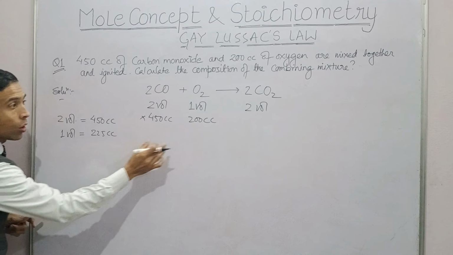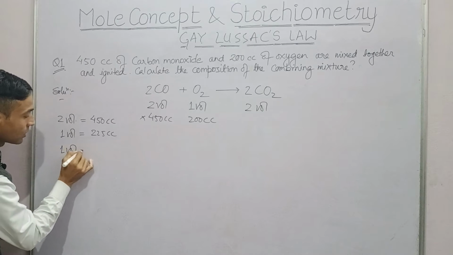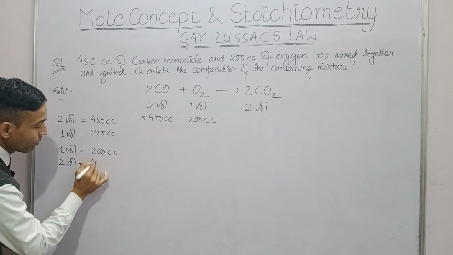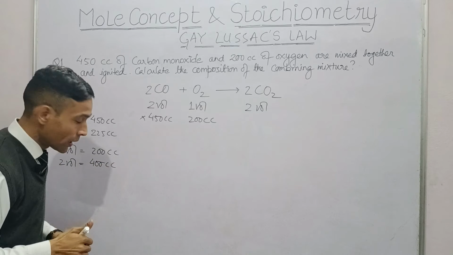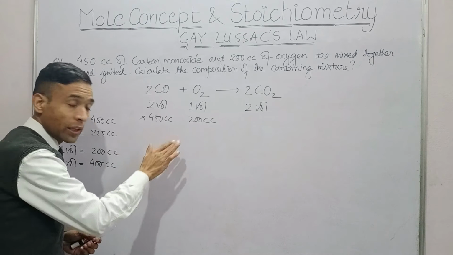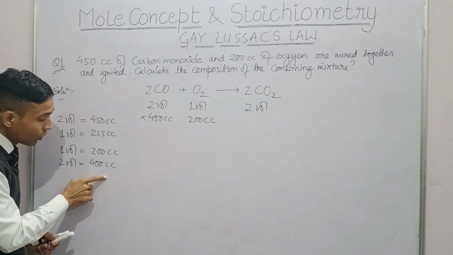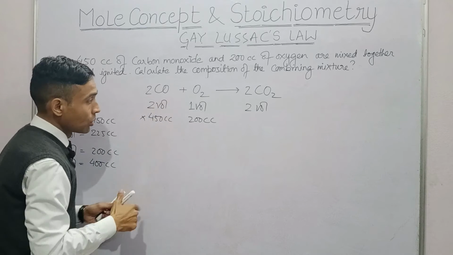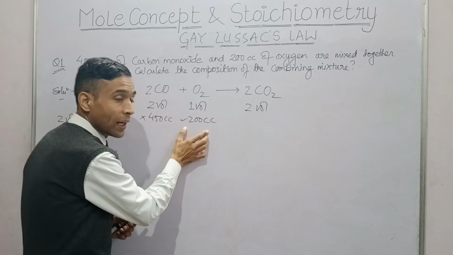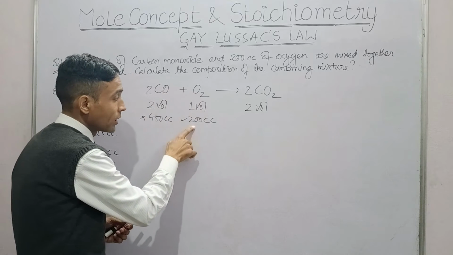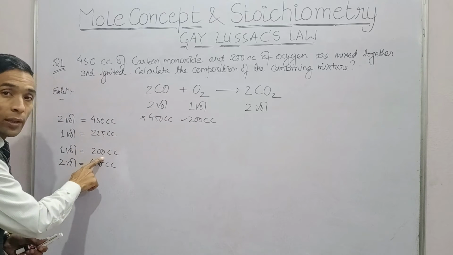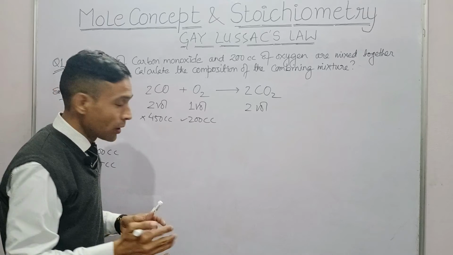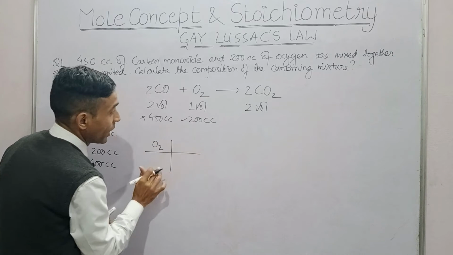Now let's take oxygen. 1 volume of oxygen is 200 cc. So what is 2 volumes of oxygen? It will be 400 cc. So according to Lussac law, every gas in this reaction will have 2 volumes equal to 400 cc. Do we have 400 cc of carbon monoxide? Yes. So we will have the base value as oxygen, that is 1 volume equal to 200 cc. Now let's apply Lussac law here. It is very easy. We do it by the unitary method. Let's do this.